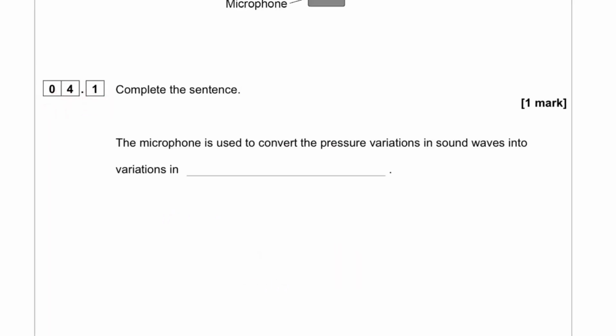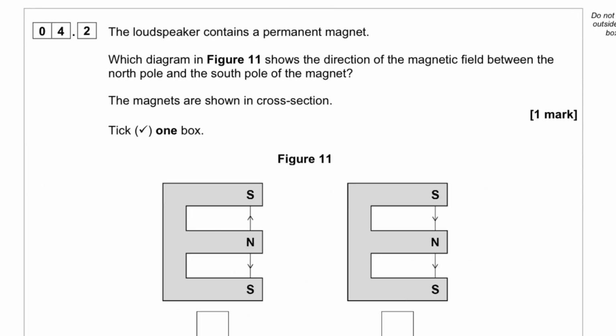Question 4.1. Complete this sentence. The microphone is used to convert the pressure variations in sound waves into variations in current or potential difference. Potential difference is voltage.